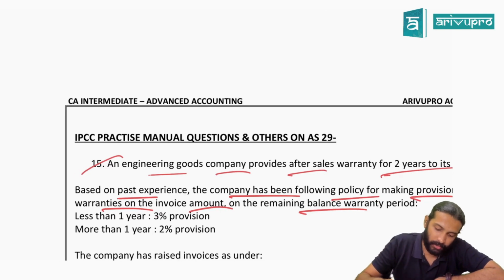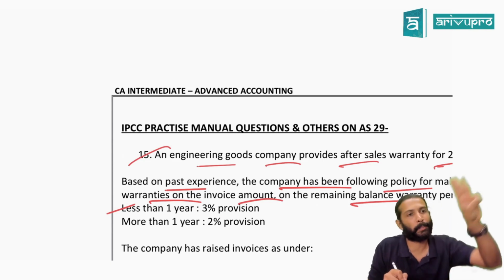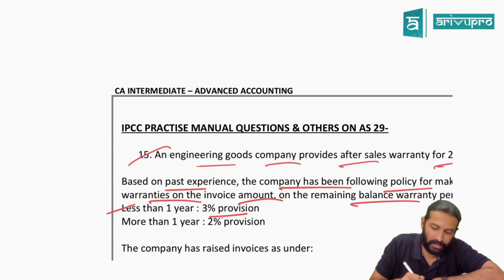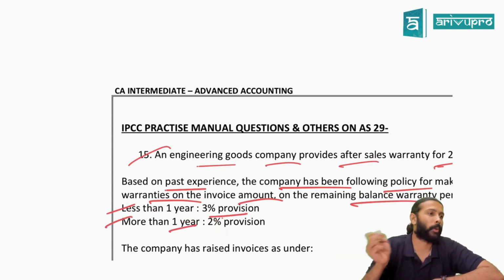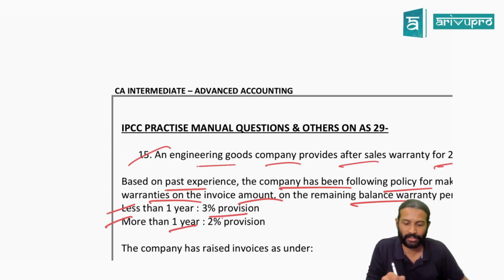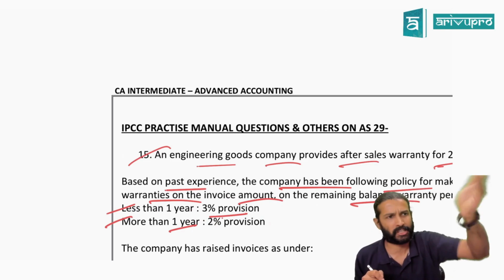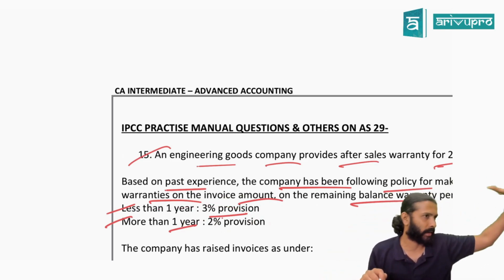What they are saying is, if the warranty period is less than 1 year, they will make 3% provision. The company has this policy. Warranty period less than 1 year means 3% provision. Warranty of more than 1 year means 2% provision. On this basis, this is their best estimated amount. Normally we used to say, make provision at the best estimated amount. Here, this is how they are estimating the amount. That is their policy. It is fine.